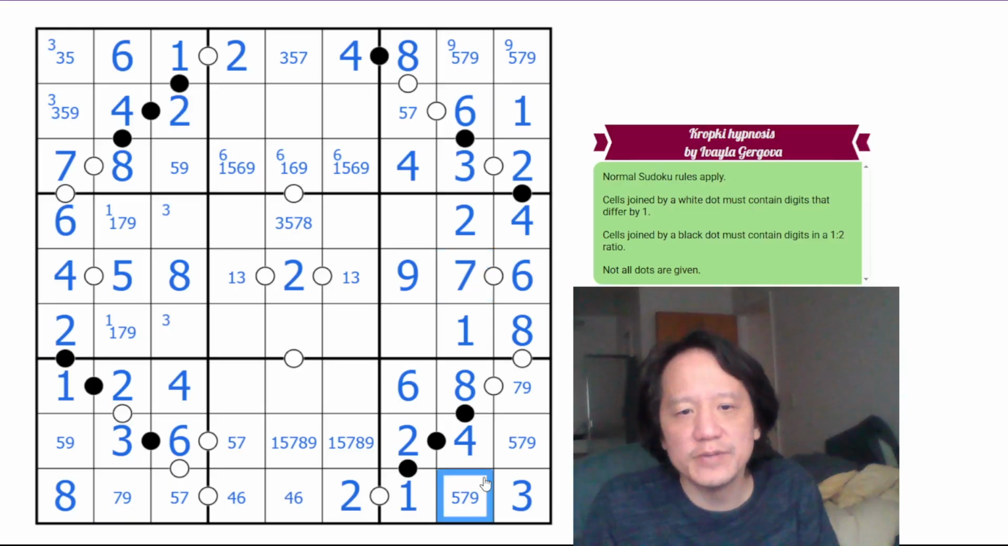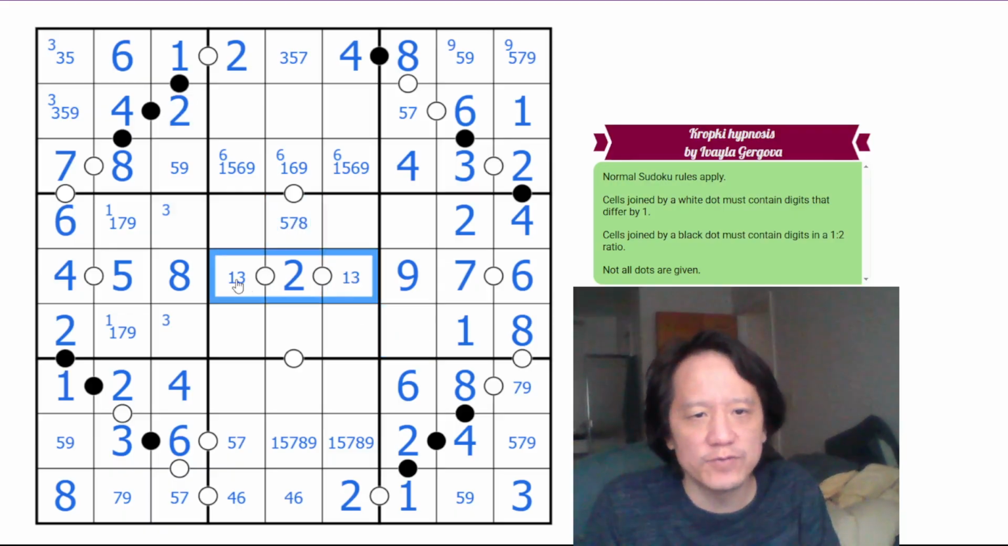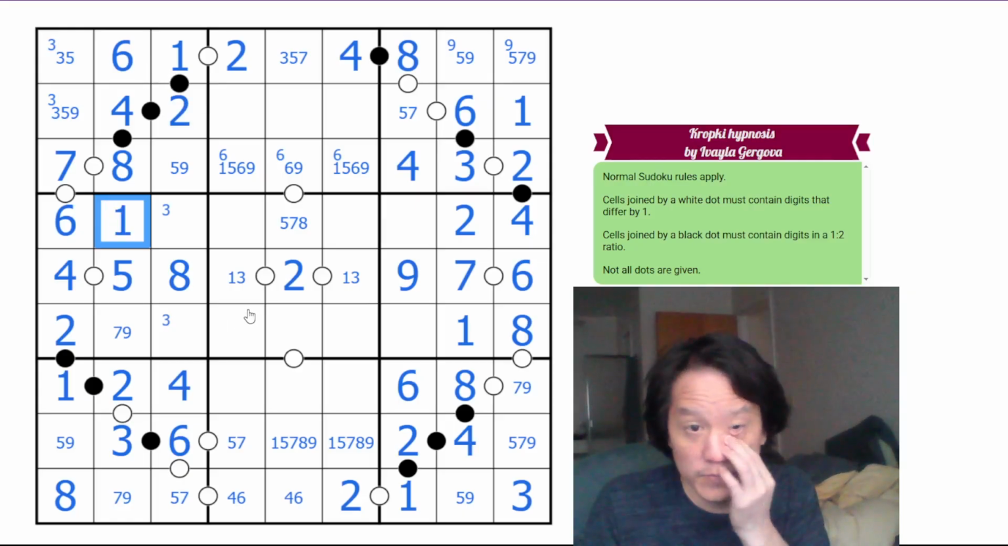This 7 eliminates 7 in the rest of the column. This can't be 3 because of the 1, 3 pair in the box. So we have 5, 7, and 8 here. That's consecutive with only 6 or 9 here. This 1 eliminates 1 in the rest of the row, so this can't be 1, which means where's 1 in column 2? It must be here.